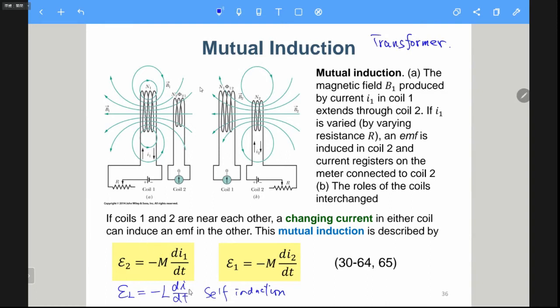Rather than this one, where we have only a single coil, the current of this coil, and then the EMF generated by itself, which is called self-induction. If it is mutual induction, we have a current at coil 1 generating an EMF at the second coil, and you can do it the other way around. We have current at the second coil, and then through the same mutual inductance, we generate EMF at the first coil.